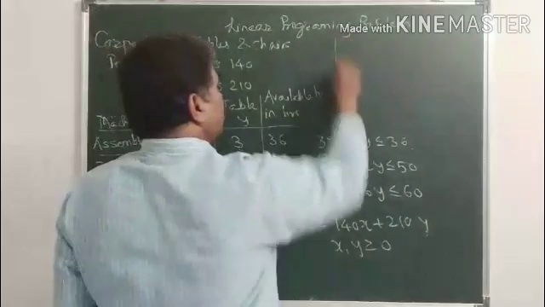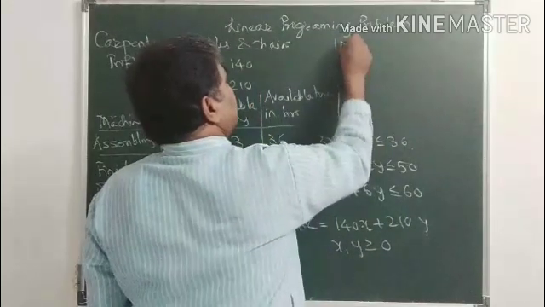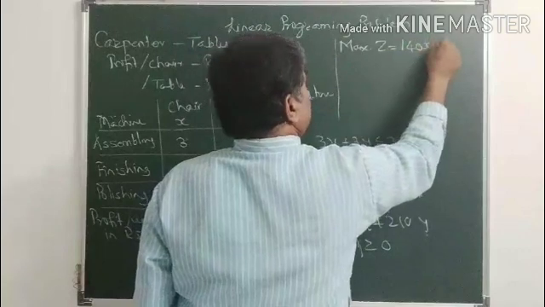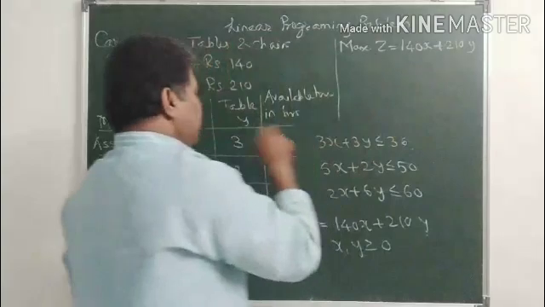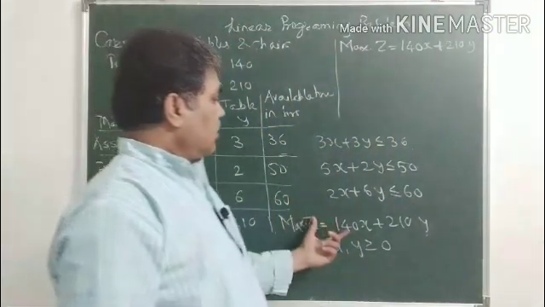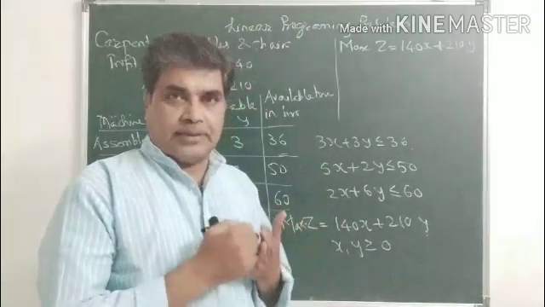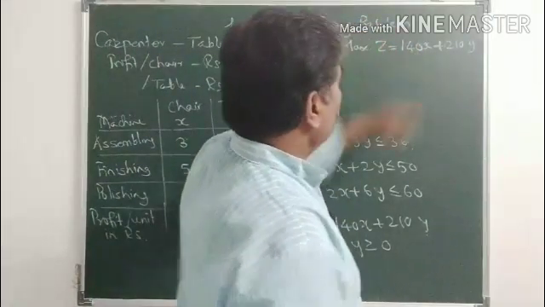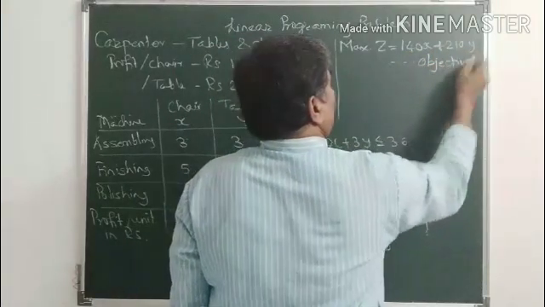So, what will we get from this? I can rewrite this problem as maximize z equal to 140x plus 210y. So the carpenter's aim is to maximize the profit. His objective is to maximize profit. Aim means his objective. So this is known as the objective function of the LPP.